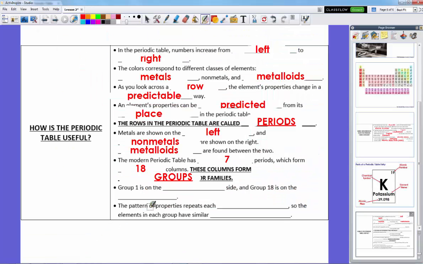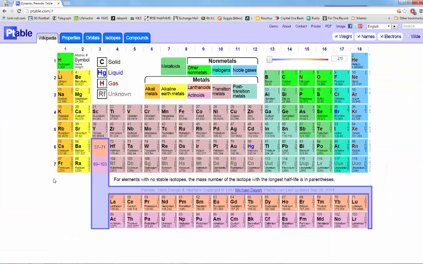And the families, well, group 1 is on the left side, and group 18, of course, is on the right, because the periodic table runs from left to right. And the families all have very similar properties from top to bottom. And the pattern of properties repeats each period. So the elements in each group, like I said, have similar properties. And so that's kind of the summary of the lesson. We can take a quick peek at the periodic table some more.